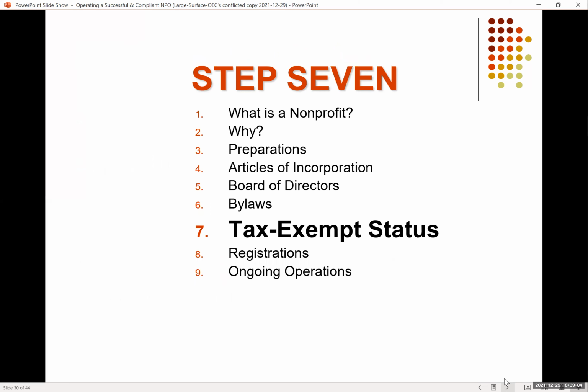So at this point, you had your first meeting, you started your incorporation, you're now a nonprofit corporation. The second major step is to get your tax exemption status. I'm going to say this too. You may be an organization so small that you don't think you need to get federal tax exemption status.